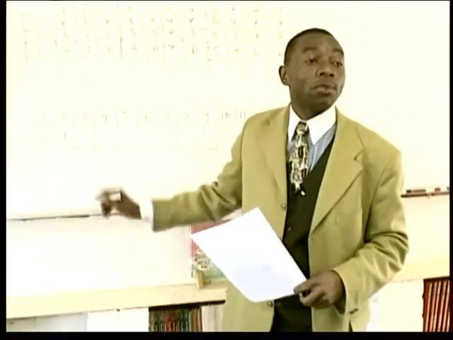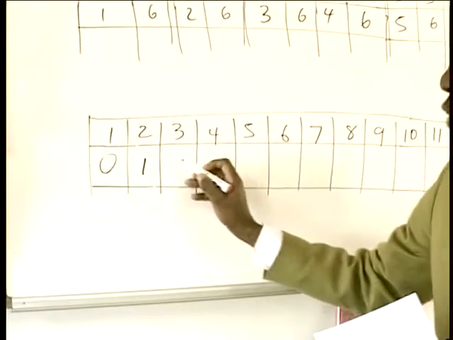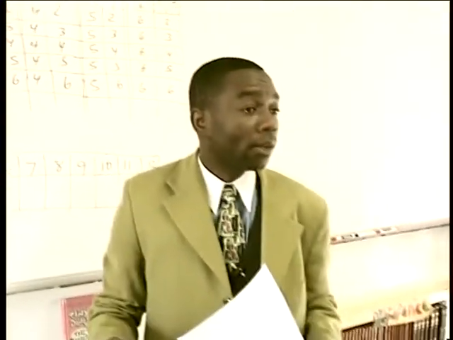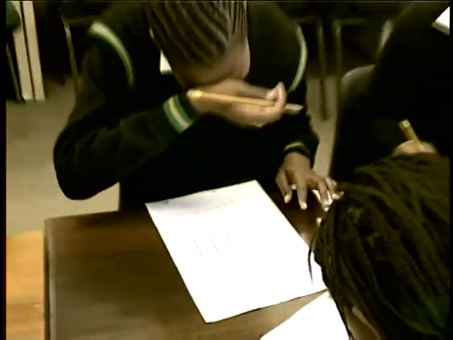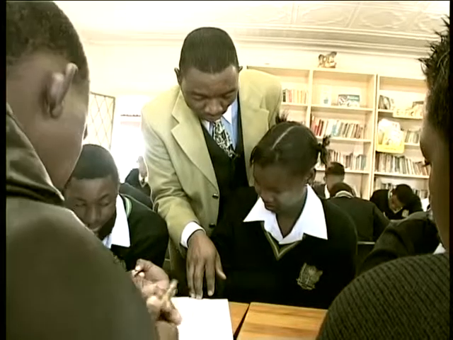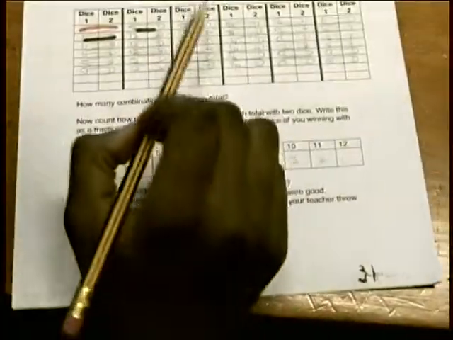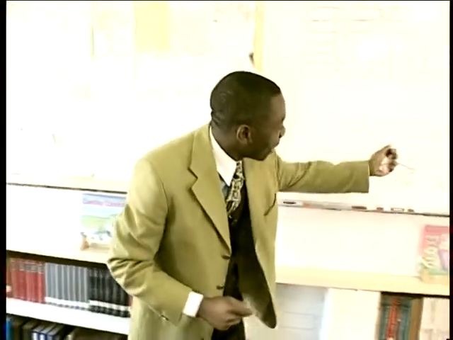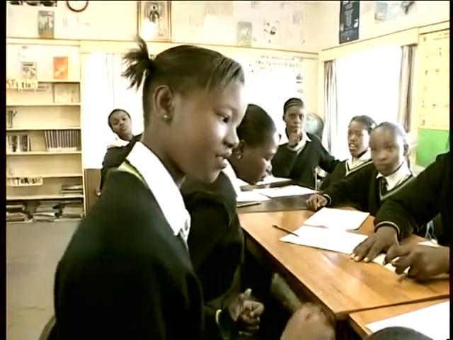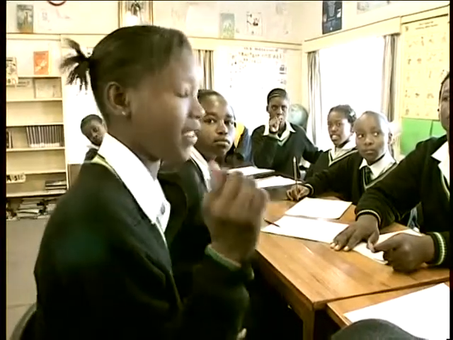How many possibilities are there to get 3? 2. It's 1 and 2, and 2 and 1. So there are 2 possibilities to get 3. Now you can fill in the rest of the table. If you have to bet, which number will you prefer? 7. Why? Reason being, you are more likely to win because there are 6 possibilities out of 36.